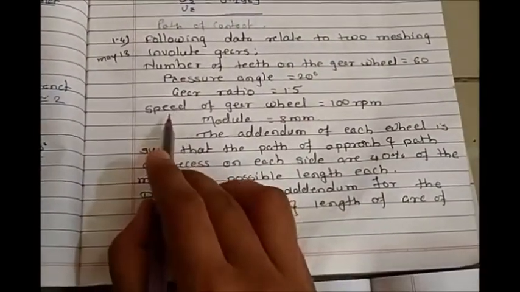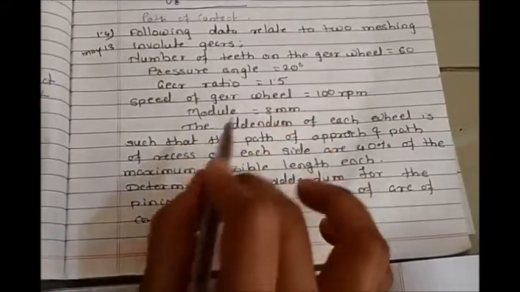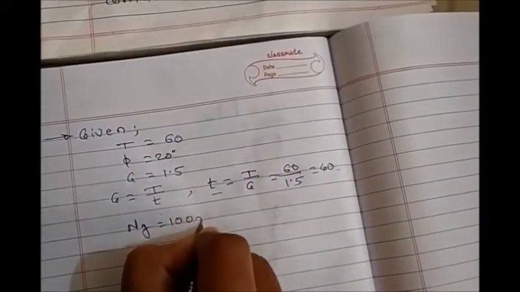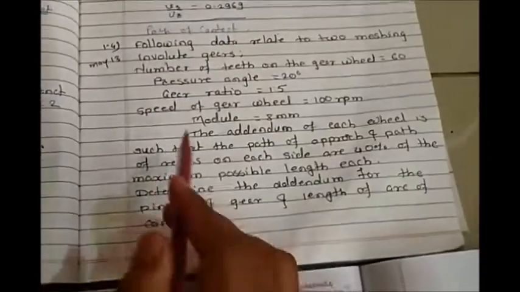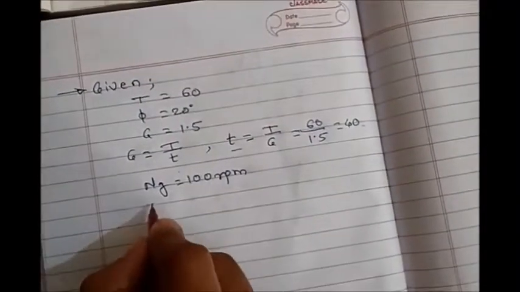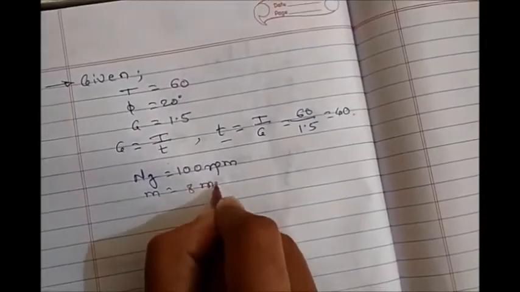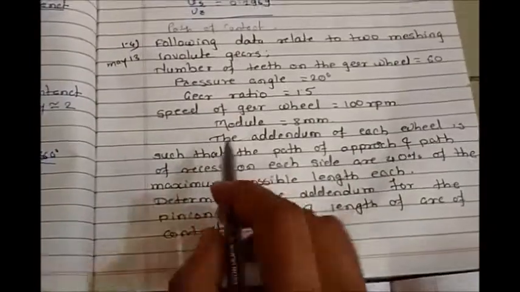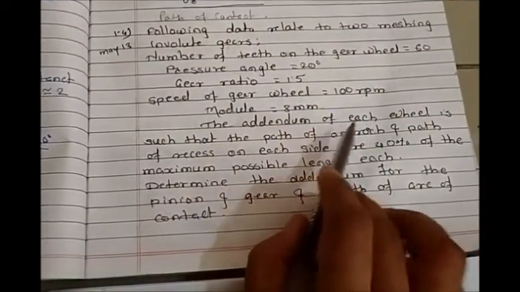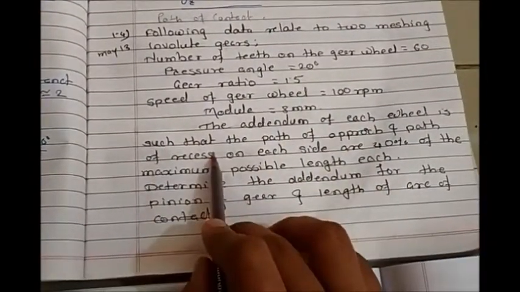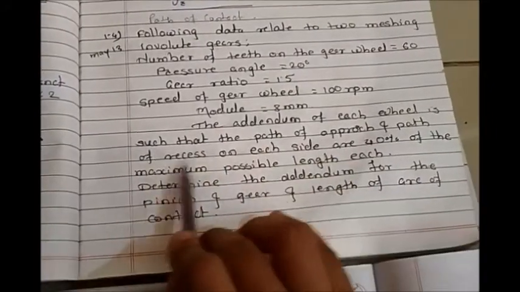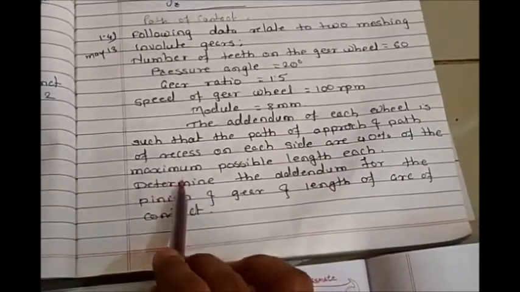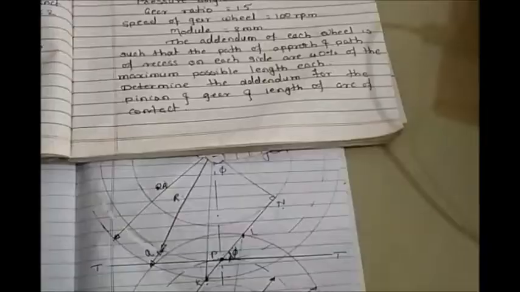Then speed of the gear wheel is given, that is 100 rpm, so Ng is equal to 100 rpm. Then module m is equal to 8 mm. So the next is the addendum of each wheel is such that the path of approach and path of recess on each side are 40% of maximum possible length.